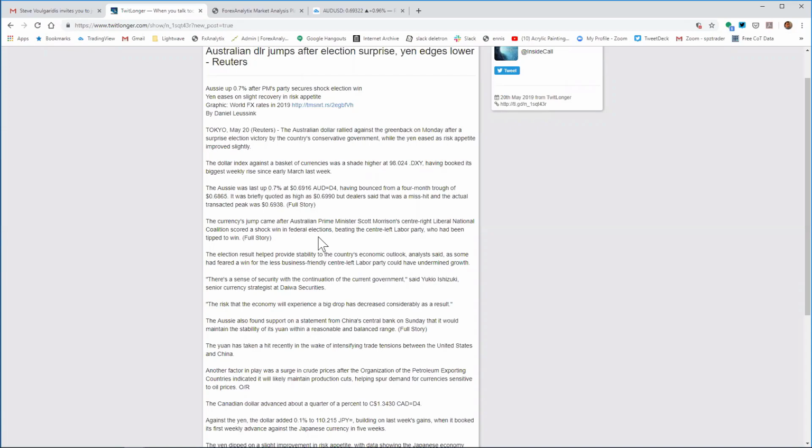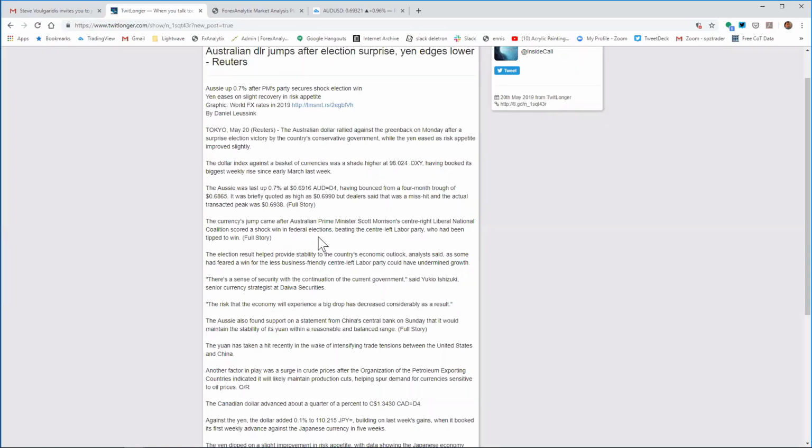The election result helped provide stability to the country's economic outlook, and analysts said, as some had feared, a win for the less business-friendly center-left Labor Party could have undermined growth. There's a sense of security with the continuation of the current government, said Yukio Ishizuki. The risk is the economy will experience a big drop and decrease considerably as a result.